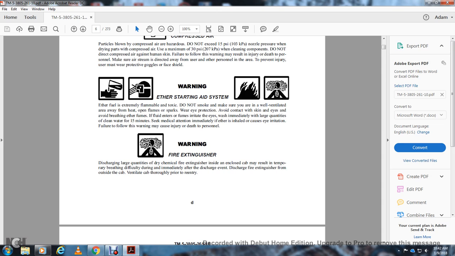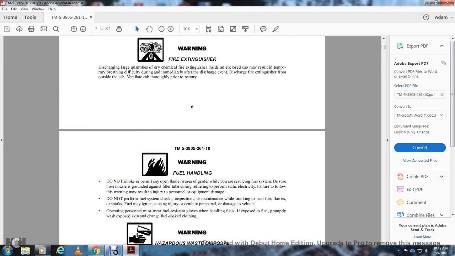Warning, fire extinguisher. Discharging a large quantity of dry chemical from the fire extinguisher in a closed cab may result in temporary breathing difficulty during and immediately after discharge. Discharge the fire extinguisher from the outside of the cab. Ventilate the cab thoroughly prior to re-entry.